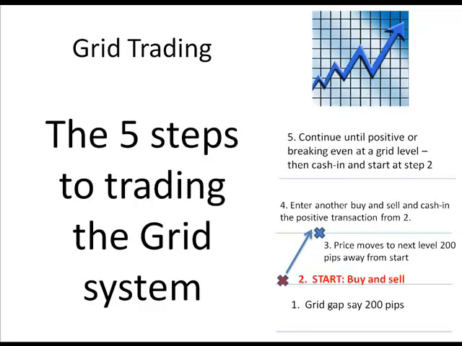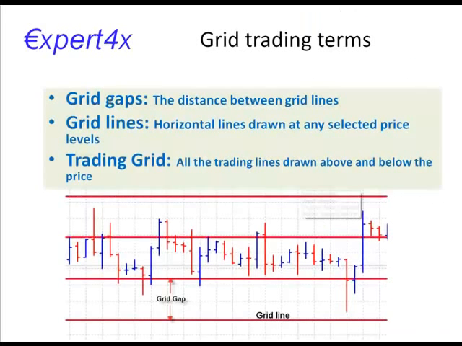It'll start making sense once we go through a couple of examples, but that essentially is the recipe to trade the grid system. Just some terminology that we use. The grid gaps are the differences between the grid lines that you see here. In this example, we've used 200 pips as our grid gap, and we tend to draw lines on the charts just for visual clarification. So the trading grid is in fact all these lines that are drawn on the chart.